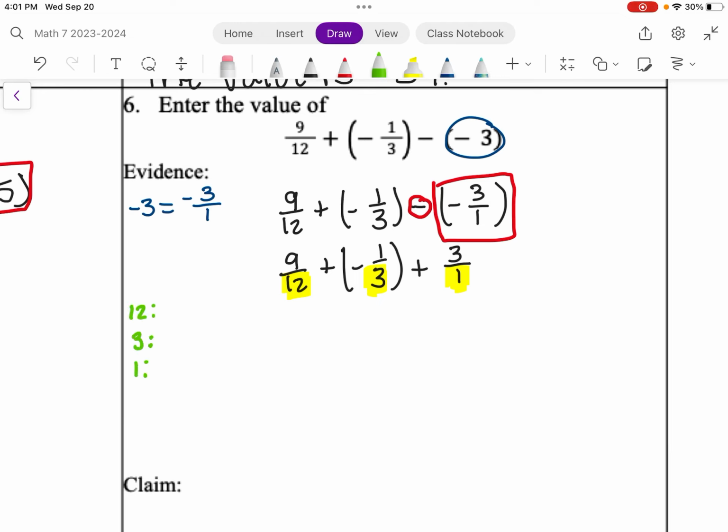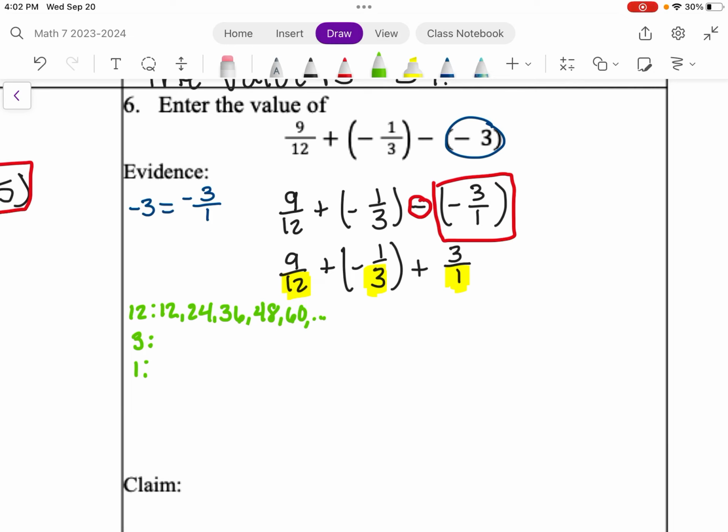3, and 1, creating a list of their multiples to find what they have in common, what smallest number they have in common. So starting with my 12, I'm going to start listing their multiples. So 12, 24, 48, 36. Sorry, I switched those two. 36, 48, 60, and so on. I can keep going if I needed to or wanted to, but I think up to here is just fine.